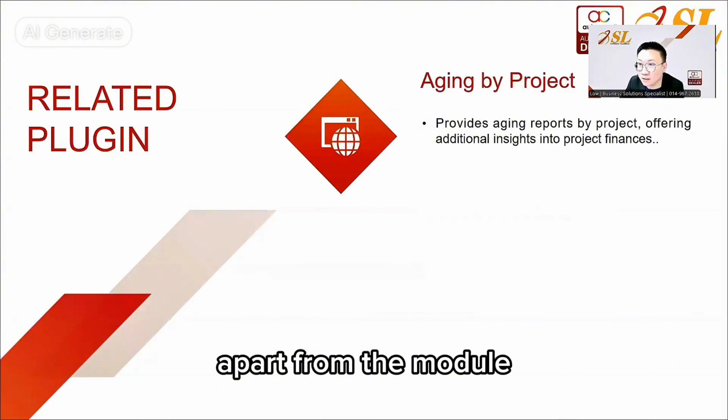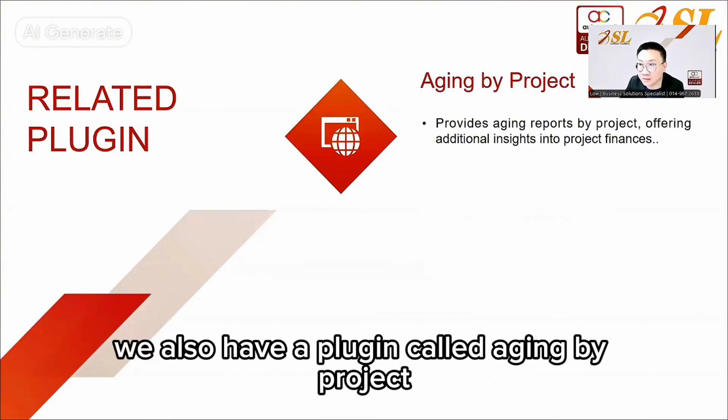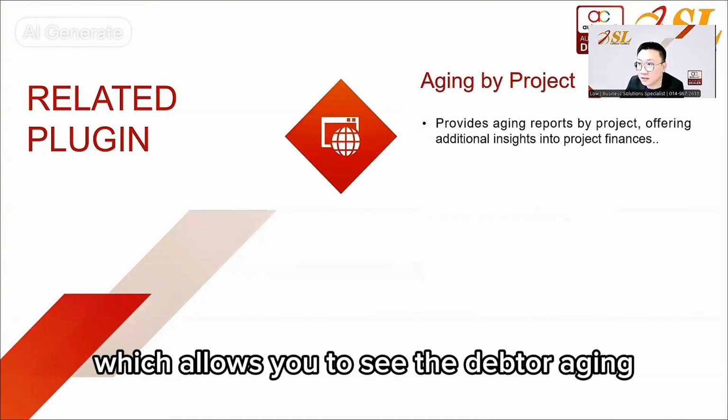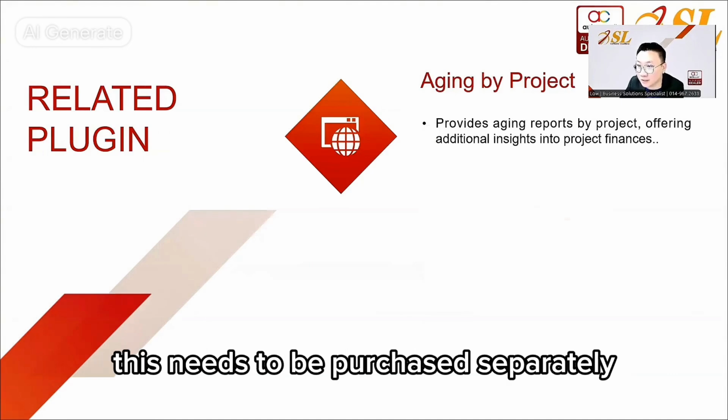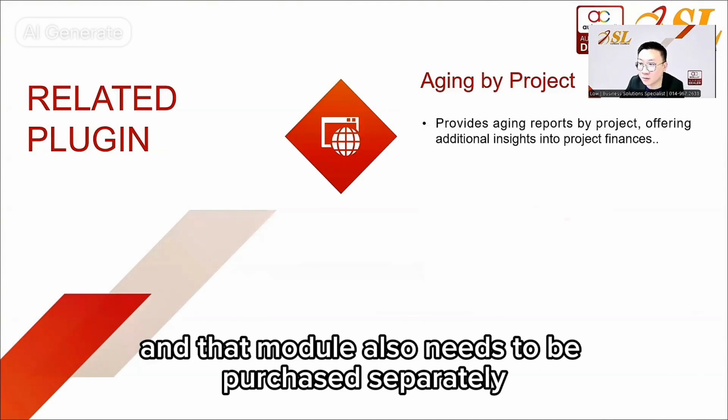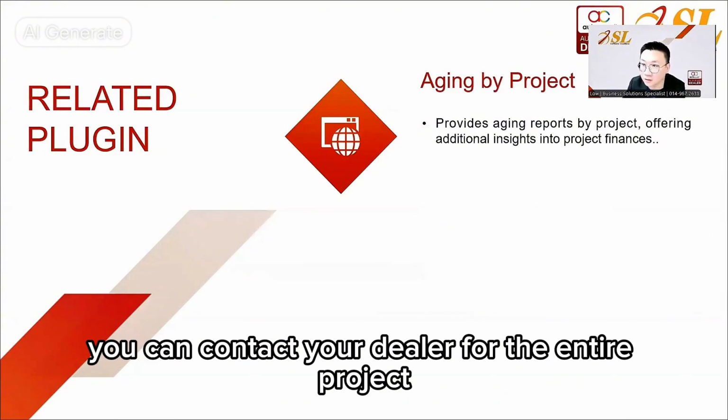Apart from the module, we also have a plugin called Aging by Project, which allows you to see the debtor aging or creditor aging of different projects. This needs to be purchased separately, and this module also needs to be purchased separately. If you are interested, you can contact your dealer.